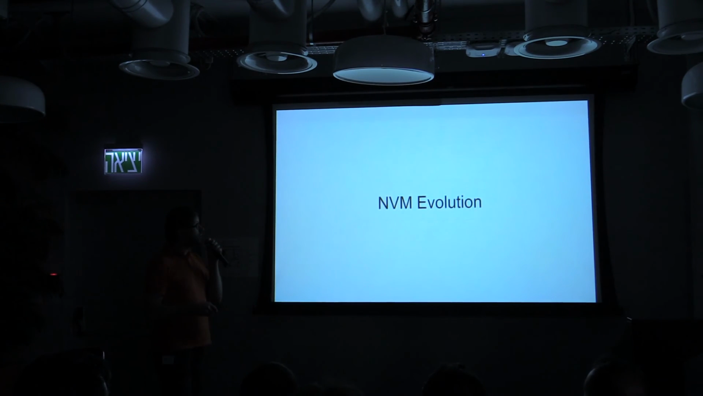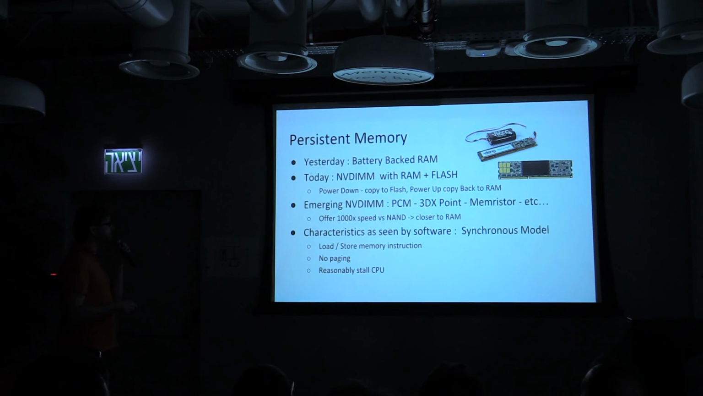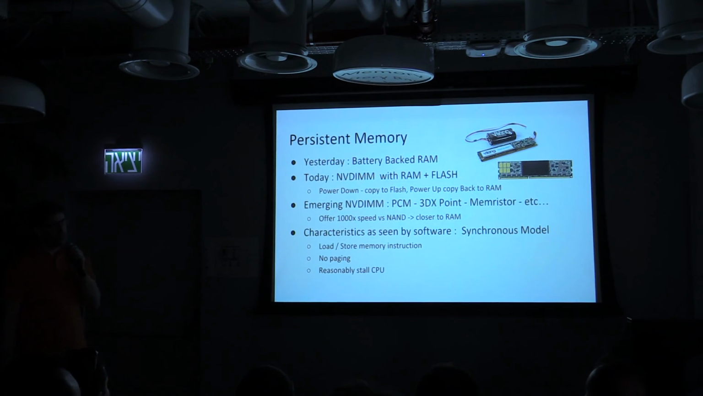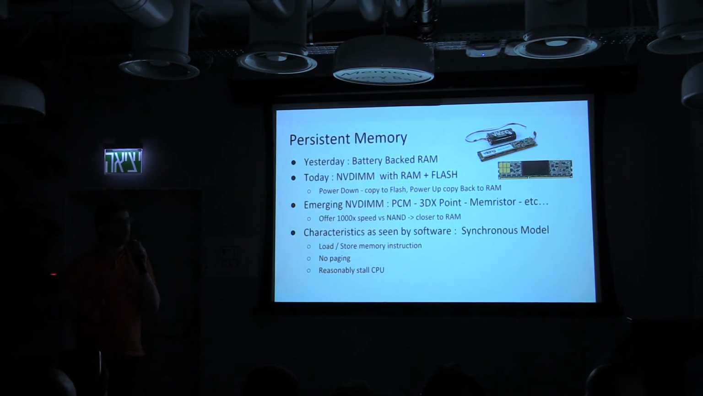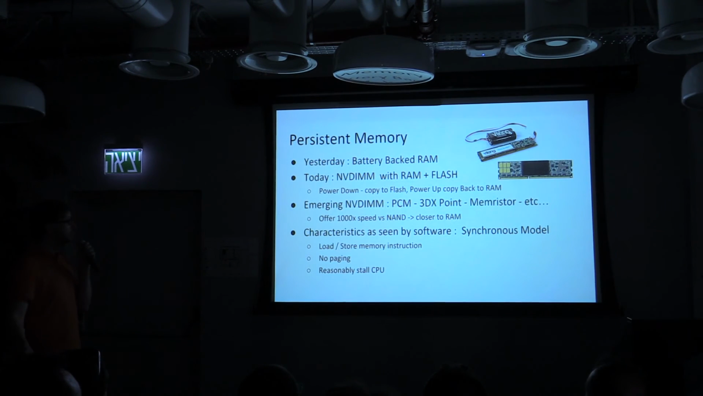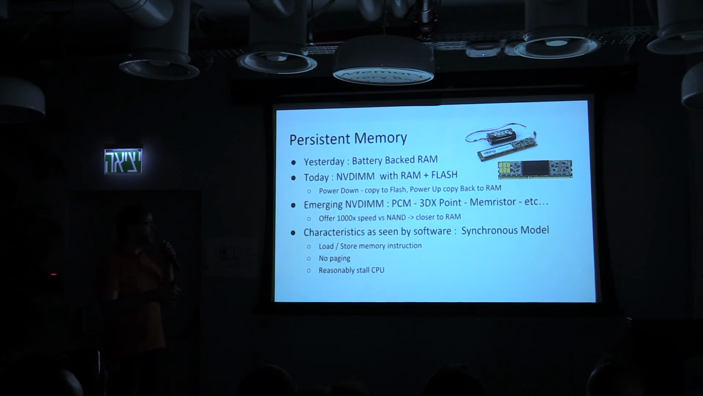So let's start. NVMe evolution, persistent memory. Yesterday, I would say, in the past, I think even like 10 years ago, you used to have the gigabyte solution, which was RAM with a battery-backed system. And we kind of moved on to NVDIMM with RAM and flash based system. It's basically on power down, everything's copied back to flash, and when you power back up, everything is moved back up to RAM. And just a reminder, NVDIMM is basically what you put in the DIMM slots.